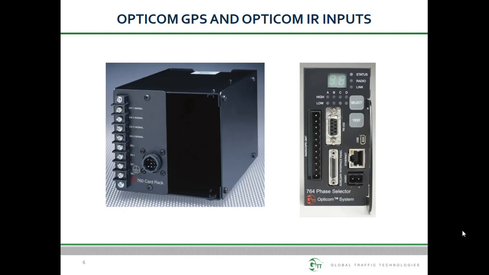For Opticom GPS applications, the intersection radio connects directly to the phase selector through the leftmost 11-pin connector on the front panel. However, for Opticom IR applications, connectivity of the 700 series detectors could vary depending on the cabinet type. For 760 card rack installation, wiring is straightforward with connections between the 760 series detector and the 760 card rack via the Opticom detector cable.